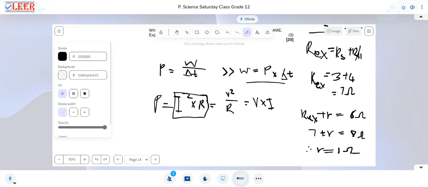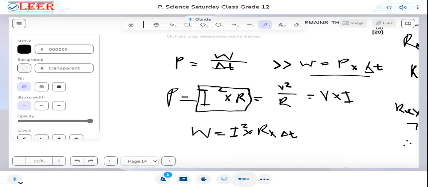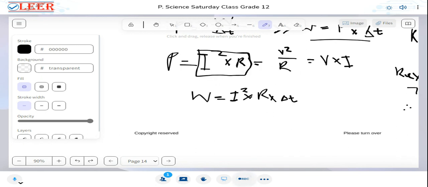So it all depends on the variables that you have. You need to choose a formula where you have most or all of the variables that you need. In that case, we know that work will then be equal to I squared times R times change of time. And then we're just going to have to substitute all of these.